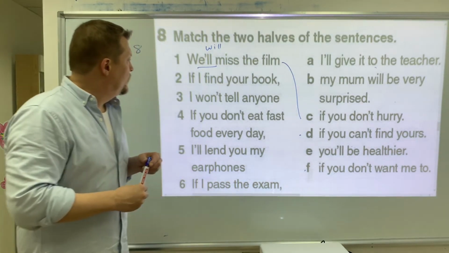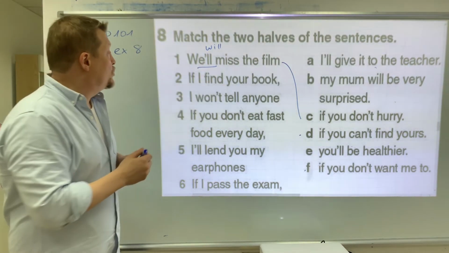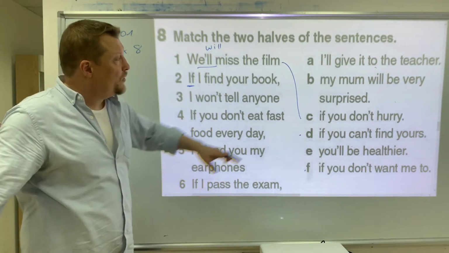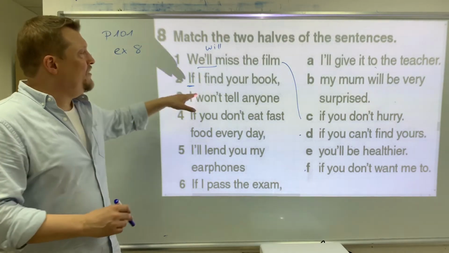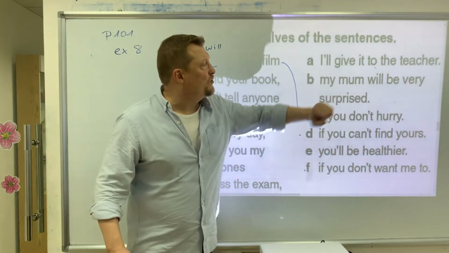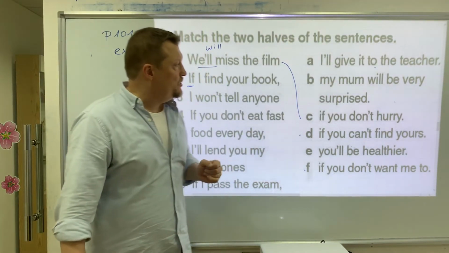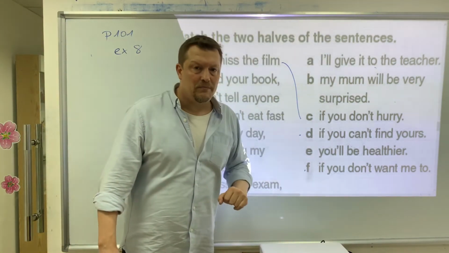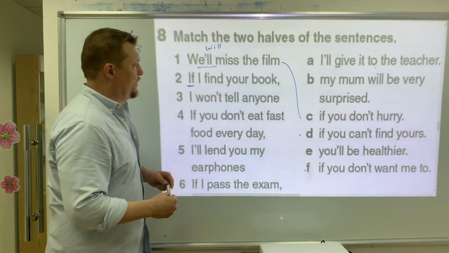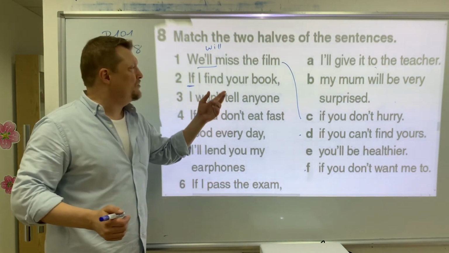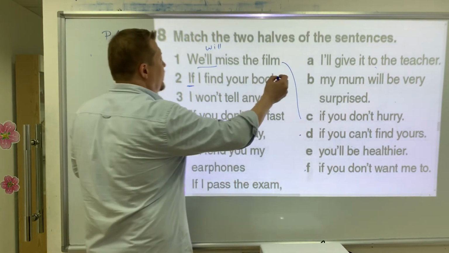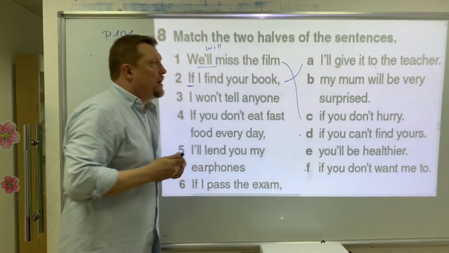Good. If I find your book, so now I've got the if clause, so we're looking for one of the others, A, B, or E. If I find your book, I'll give it to the teacher. Sounds good? My mom will be very surprised. I don't see why. You'll be healthier as a result of finding them. Clearly, number 2 is A.